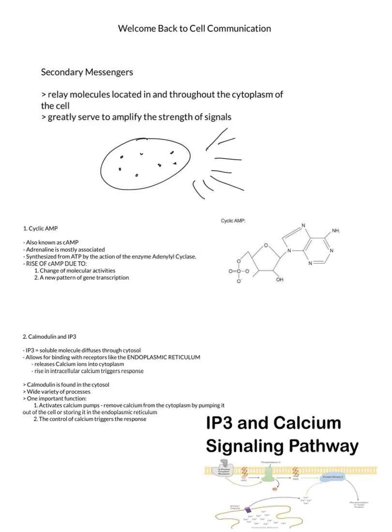Cyclic AMP is synthesized from ATP by the action of the enzyme adenylyl cyclase. The rise of cAMP turns on the appropriate response in the cell by either or both changing the molecular activities in the cytosol or turning on a new pattern of gene transcription. And here is a graphic of what cyclic AMP looks like.